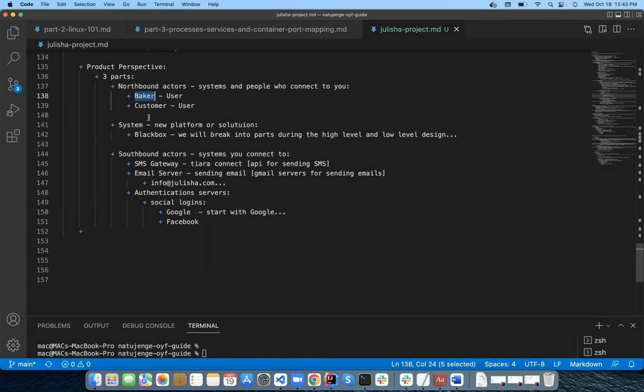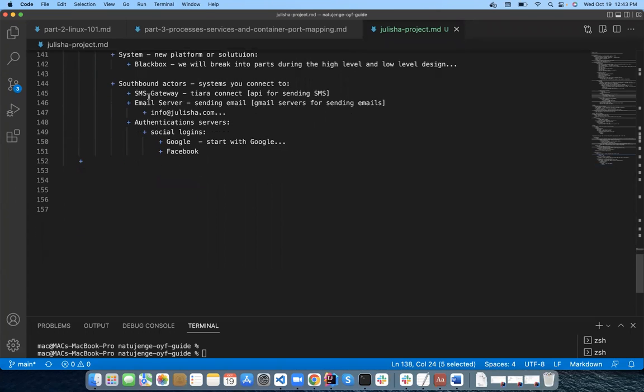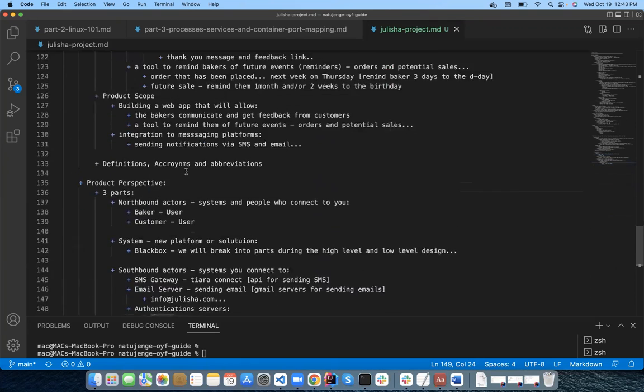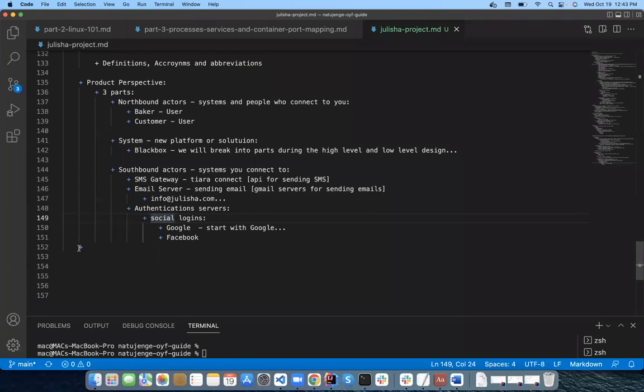So we are happy. The system, as of now, is a black box, a candidate for breaking into many parts, and that's now the design phase. Southbound interfaces, we are connecting to the SMS gateway, the email server, and the authentication server. At that particular point, you guys can draw the context diagram.